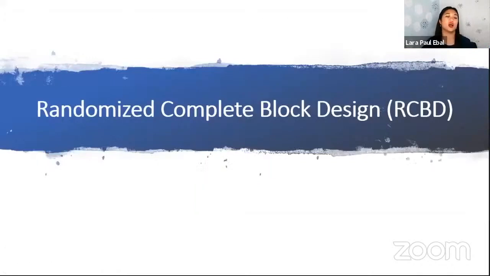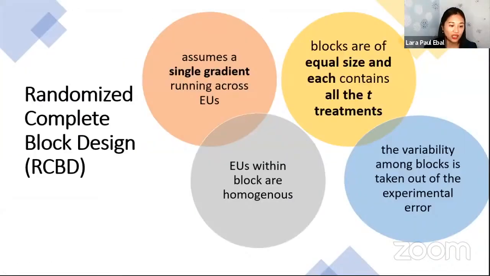So now I'll start with the RCBD. Okay, so RCBD or Randomized Complete Block Design. This assumes a single gradient running across the experimental unit. So ito yung nuisance factor na kailangan na i-consider natin, that single gradient, or we call it block. Okay, so the blocks, or the blocking factor, blocks are of equal size and each contains all the T treatments.